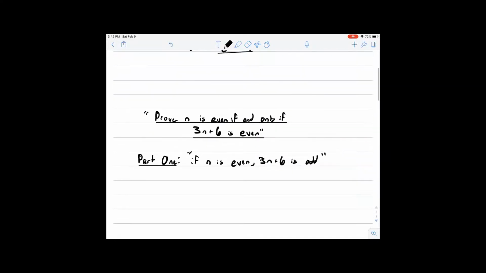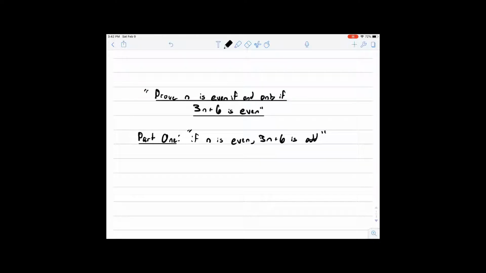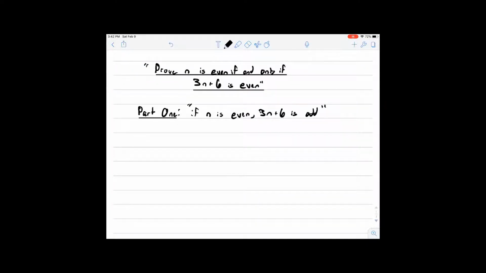Here's an example problem to go over this. Suppose we must prove n is even if and only if 3n plus 6 is even. The first thing we're going to want to do is prove that if n is even, 3n plus 6 is odd. For this, we're going to use a direct proof.